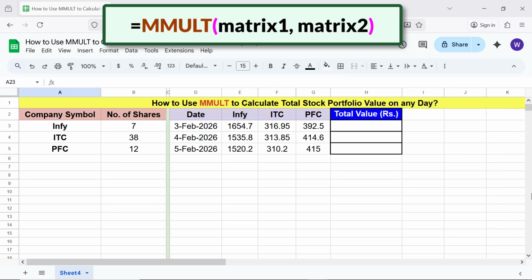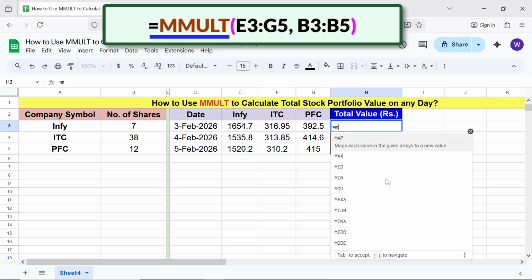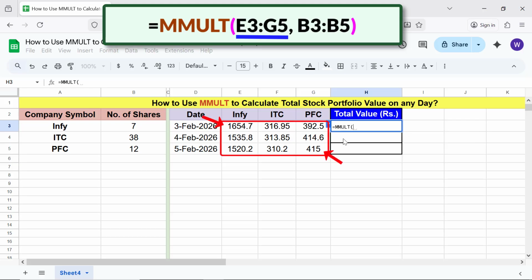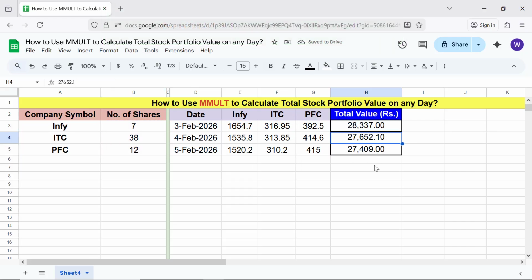Moving forward, here is the formula with the actual values. Alright, let me type the formula. This is the total portfolio values for these dates.